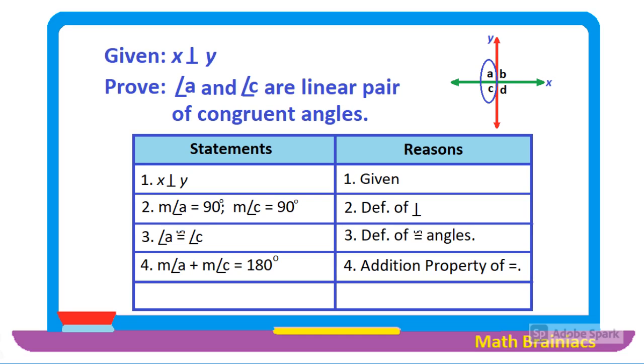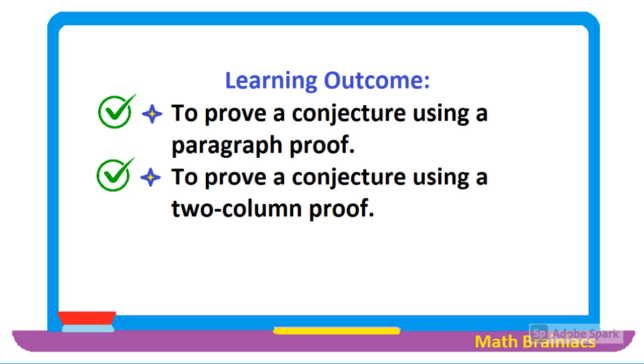Since angle A and angle C lie on a straight line, the angle of a straight line is 180 degrees. On that account, angle A and angle C are a linear pair, which is exactly the definition of linear pair. Hence, from the given statement line X is perpendicular to line Y, we have come to prove that angle A and angle C are a linear pair. Correspondingly, we have met our goal for today's lesson.